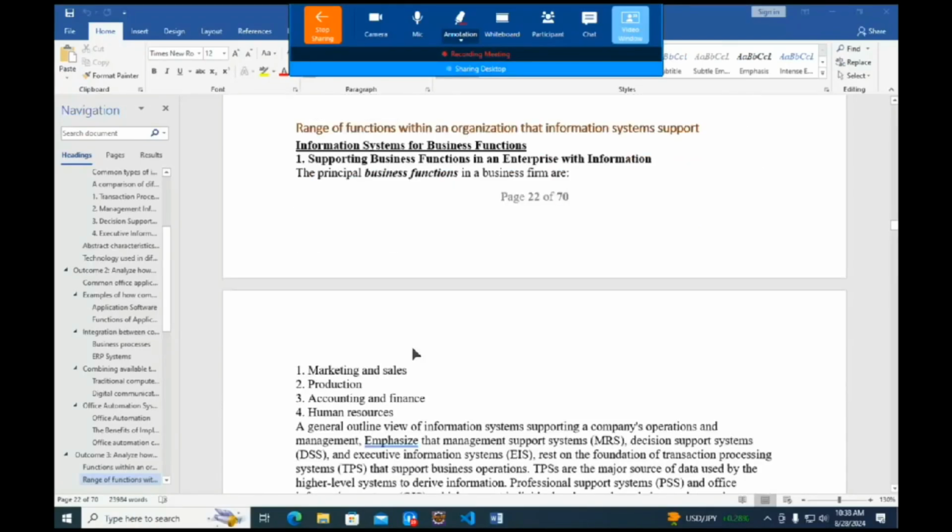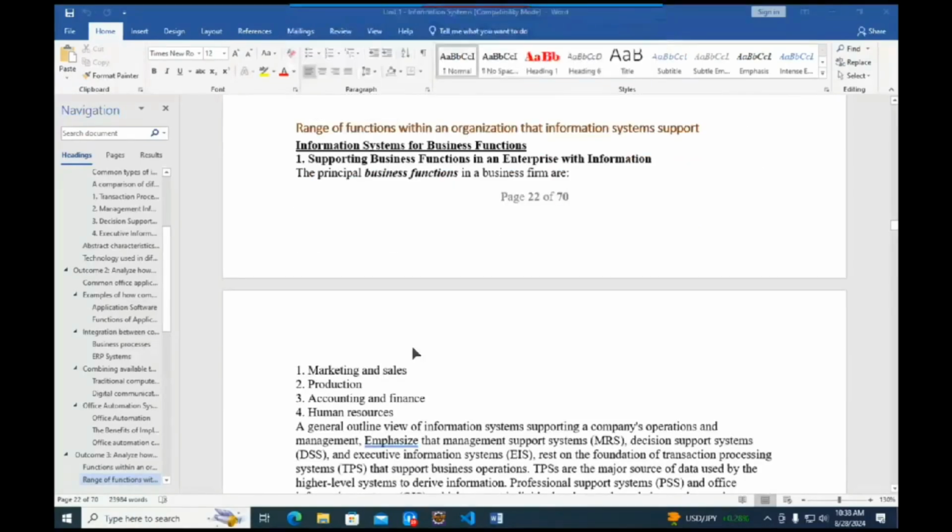So in this part, we are going to look at the range of functions in an organization that information systems support. The first thing that we look at is having information systems for business functions. How do information systems support business functions in an enterprise?